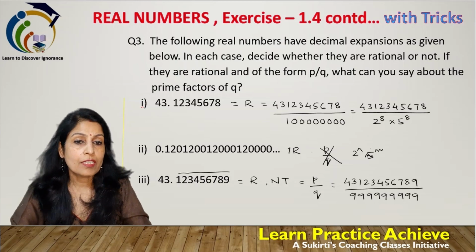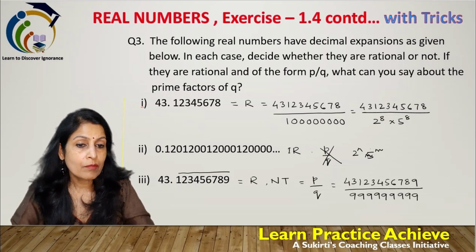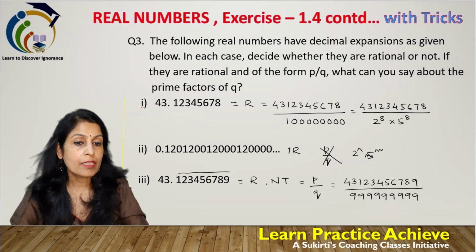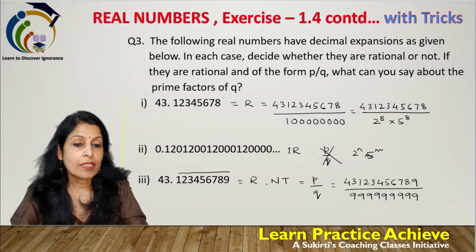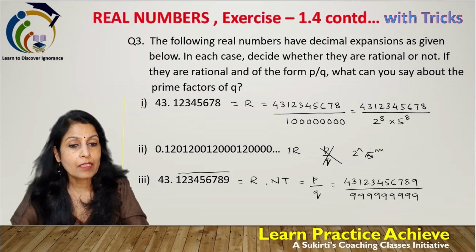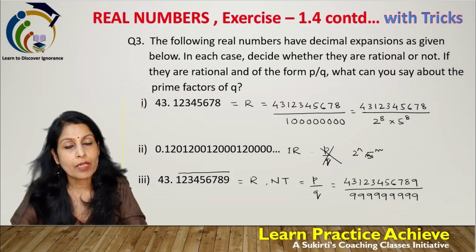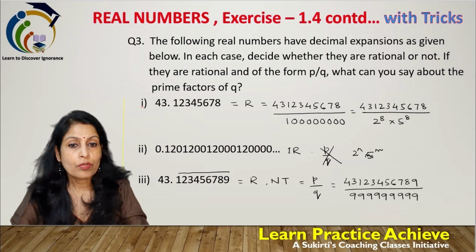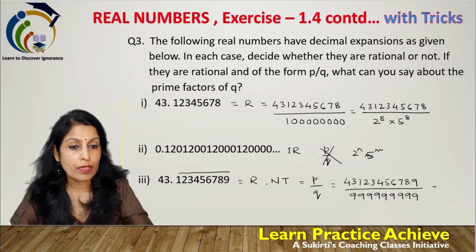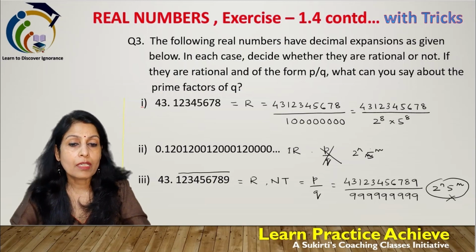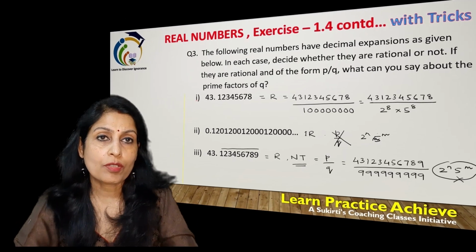So again, this is a rational number. And here, because the denominator is neither a power of 2 nor a power of 5, it means it definitely has some other prime factors. So this is not in the form of 2 to the power n and 5 to the power m, but there are some other factors present in this case. So it is a non-terminating rational number.